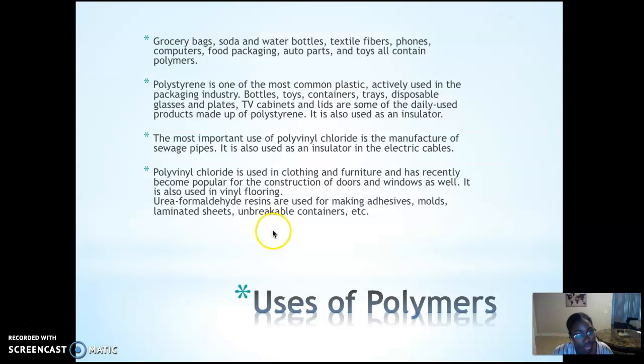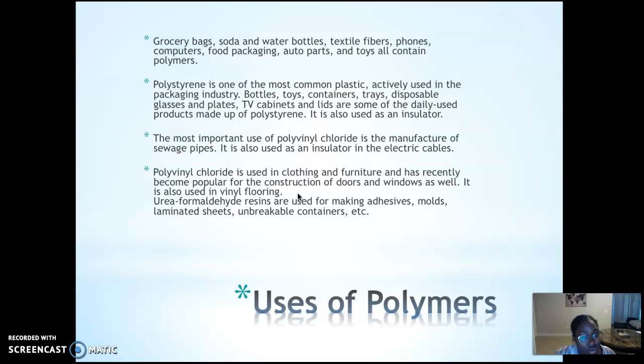All contain polymers. Polyester is one of the most common plastics and is actively used in the packaging industry. Bottles, toys, containers, disposable glasses, TV cabinets, and lids are some daily use products that have polyester in them, and it is also used as an insulator. The most important use of polyvinyl chloride is the manufacture of sewage pipes, and it is also used as an insulator in electric cables.